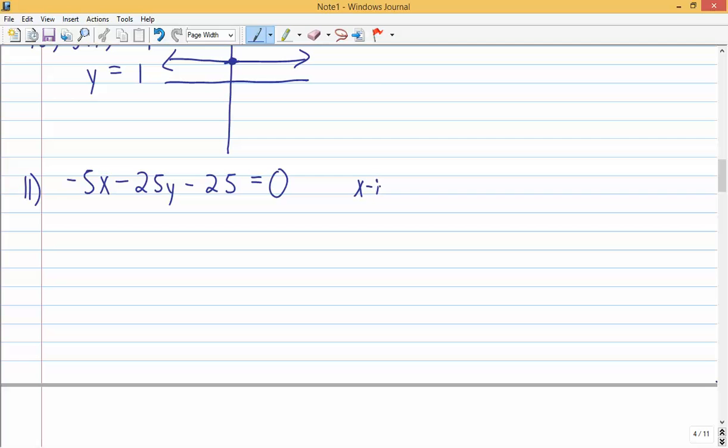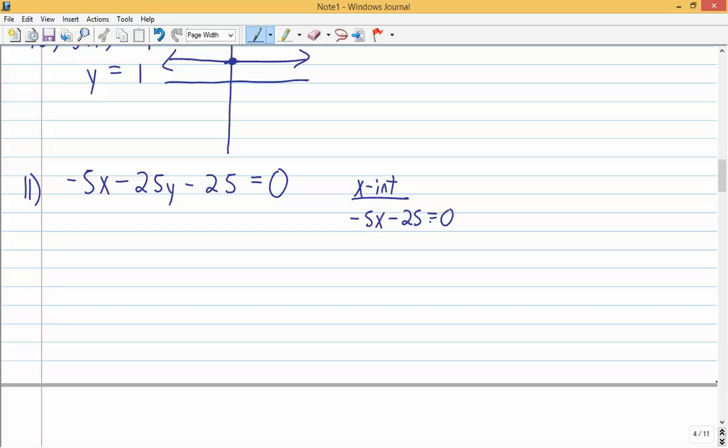To find the x-intercept, pretend that your y equals 0, or make your y equal 0. That will make this term go away. The negative 25y, just take it out, and you'll be left with negative 5x minus 25 equals 0.